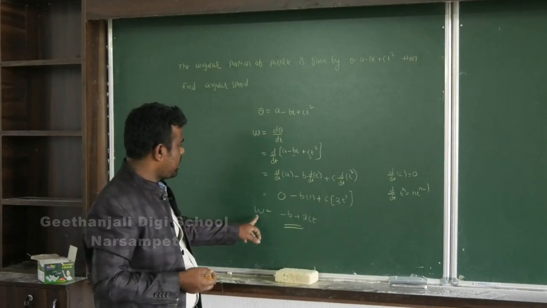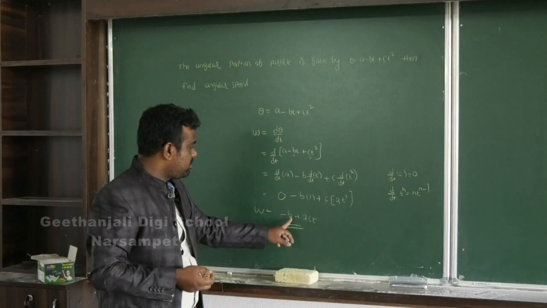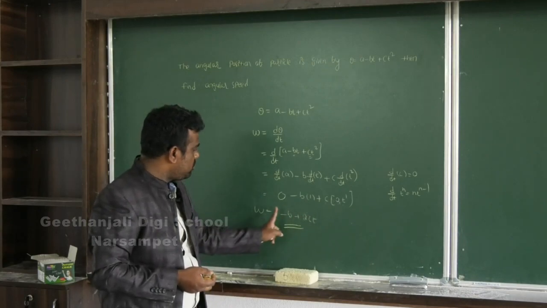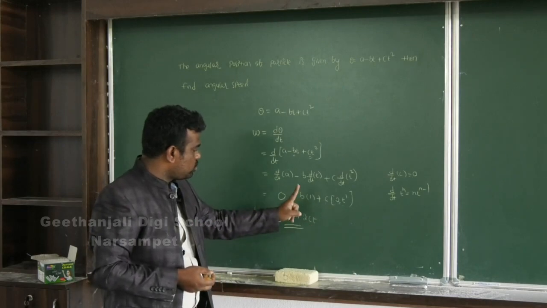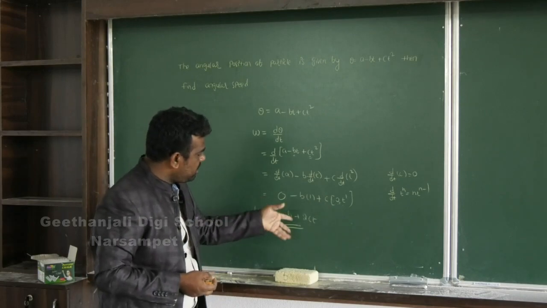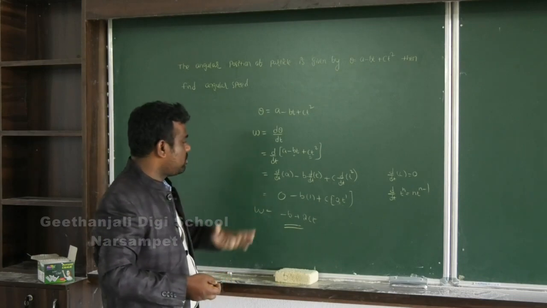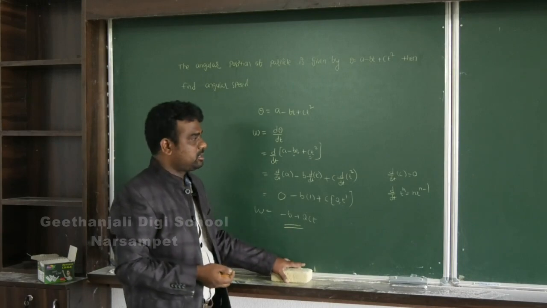You can find the angular speed of the particle at any instant of time. Where b and c are the constants, you can find the angular speed of the particle at 1 second, 2 seconds, 3 seconds. You can find out angular speed at every second. Yes, this is the way to find out the instantaneous angular speed.